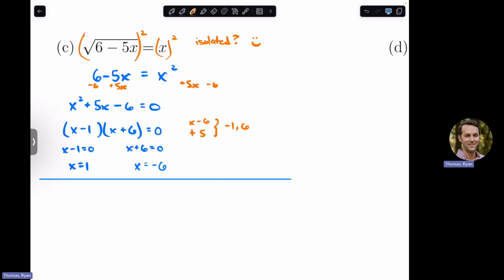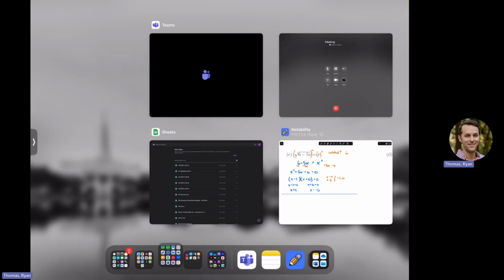But there's a little bit of a catch. Because the thing that we started with was the square root, right? And square roots, let's actually just graph it.